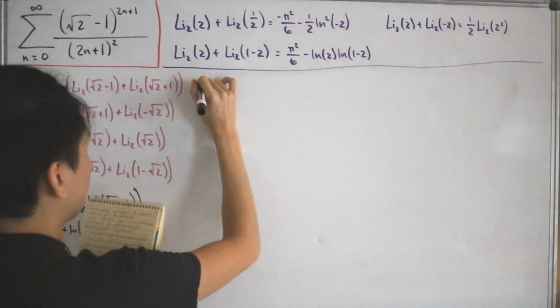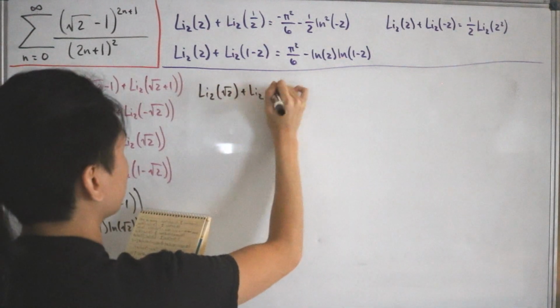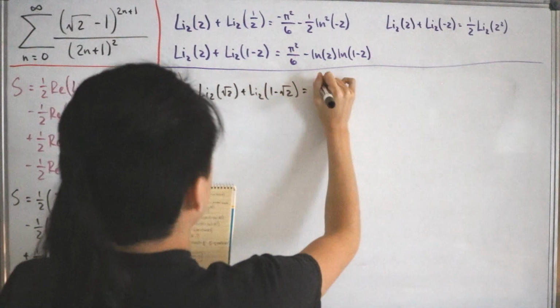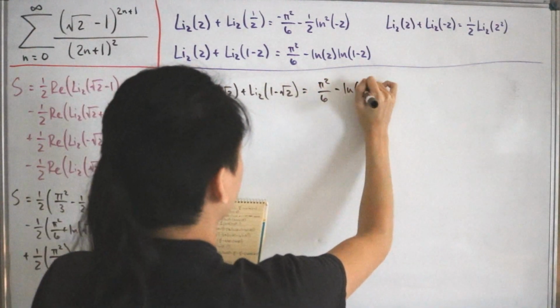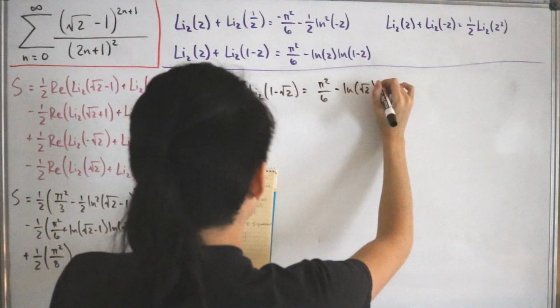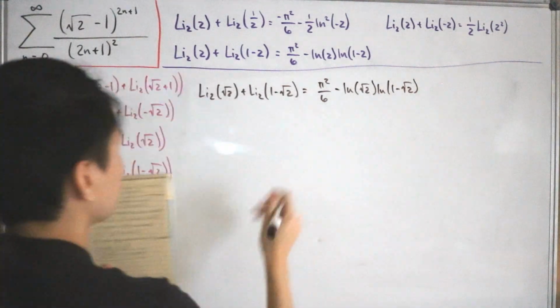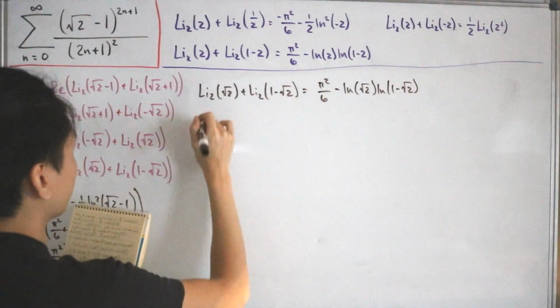So now the dilogarithm of the square root of 2, added with the dilogarithm of 1 subtract the square root of 2, in other words, is pi squared divided by 6, subtract the natural log of the square root of 2, times ln of 1 minus the square root of 2. So now we just have to focus on this again. Yet again, that's a negative number, so you can't have a negative number within the natural log.